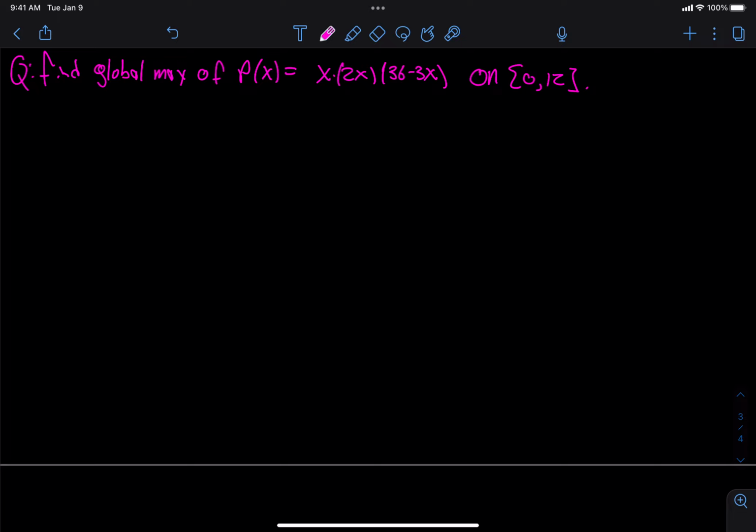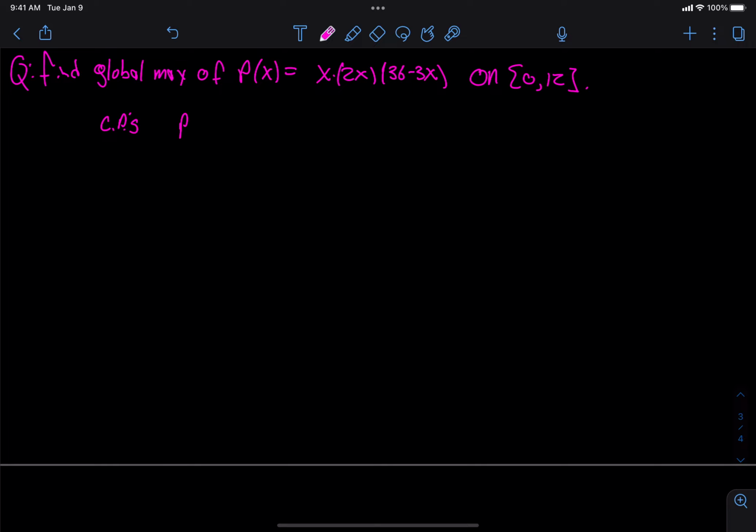Yeah, for a global max problem, what are we going to do? We're going to find the critical points. We're going to find the boundary points, and we're going to plug in and see which is the biggest. All right, so let's do it. So we need to find the critical points.